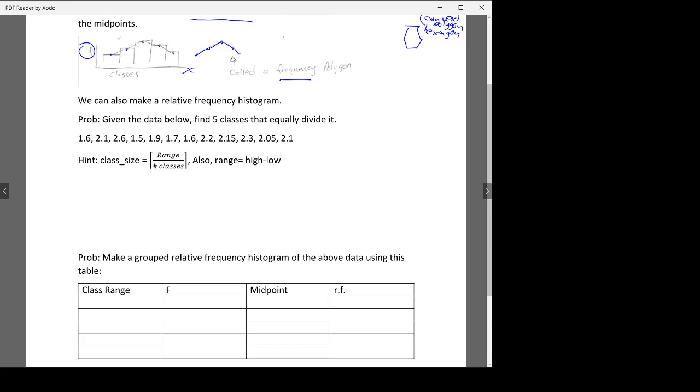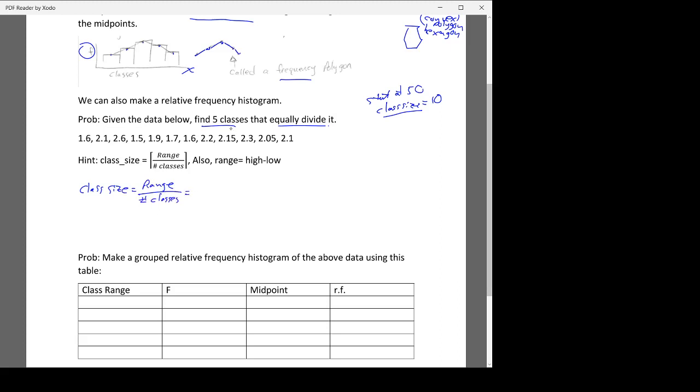So given the data below, let's try another one. Find 5 classes that equally divide it. Here's one you might be wondering. Remember, I've been giving you the group class things, and I'm like, start at 50, and a class size of 10 or something. How would you calculate that in real life? And the answer is we just use a simple little formula here called range divided by number of classes. So here's some data. If you want to find 5 classes that equally divide it, we just say, okay, class size is the range divided by the number of classes.